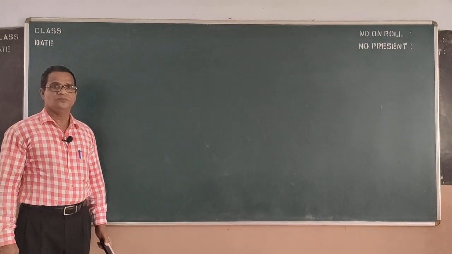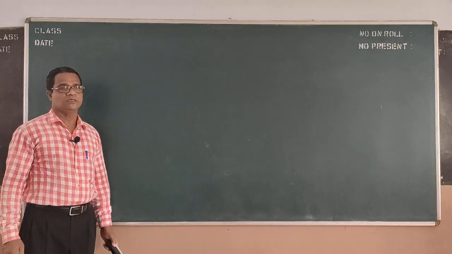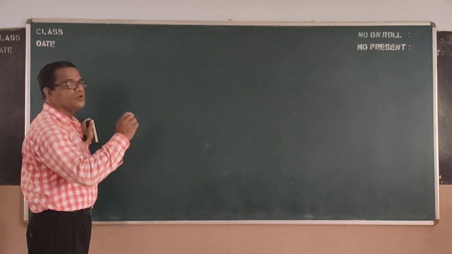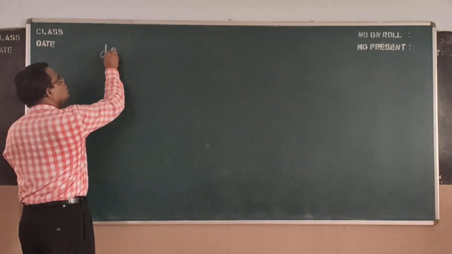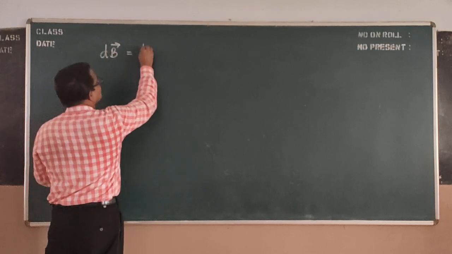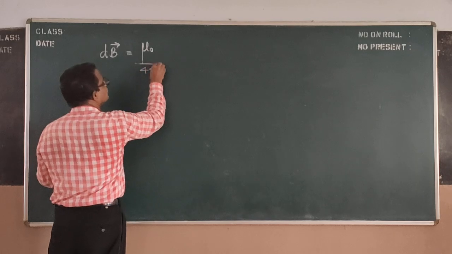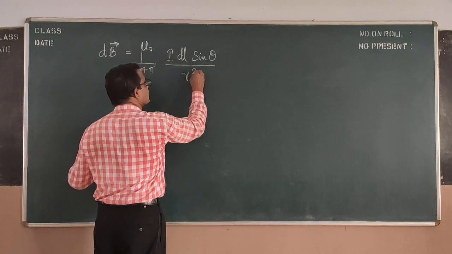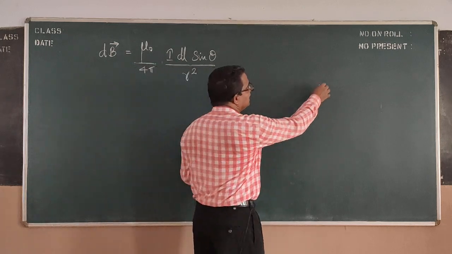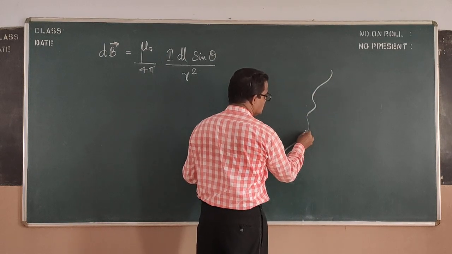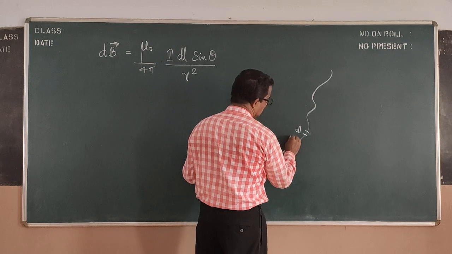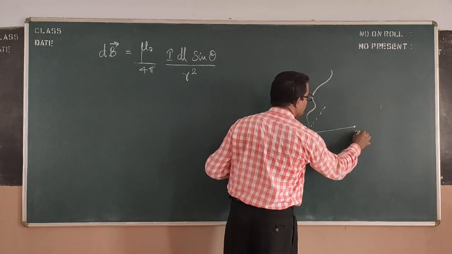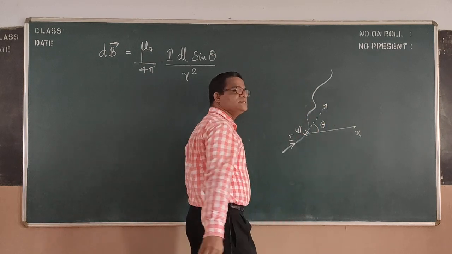Now in this session, we continue with the points relating to Biot and Savart law. Just now we found that Biot and Savart law determines the very small field strength dB as mu 0 by 4 pi into I dl sin theta by r square. This is the formula. And in the figure, there is a length element dl and a current I flowing through it, and there is an angle we define with respect to the point x. This is the figure we consider.